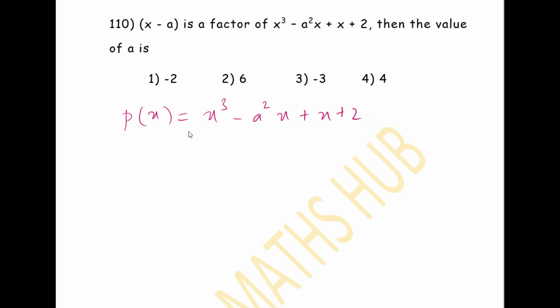Sorry, p of x is what? x cube minus a square x plus 2 equals 0. Now what is g of x? g of x is x minus a. Now given p of a will be equal to 0.